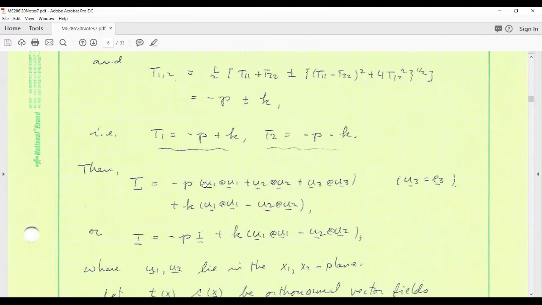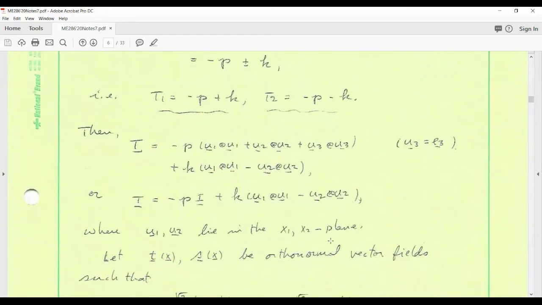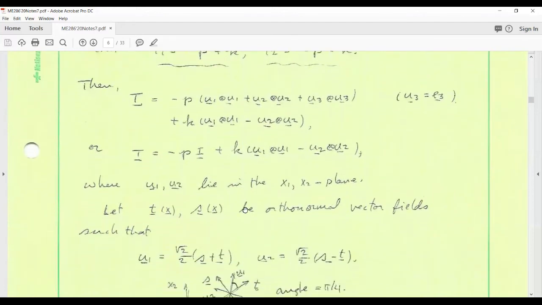And then you have a k U1 tensor product U1, and then a minus k U2 tensor product U2. So we get k (U1 U1 minus U2 U2). So we rewrite that this way. This second part is our deviatoric stress, because it's the part that's left over after you subtract P times the identity. Okay, that's interesting. It gives us a kind of structure of the stress field. Of course, P and U1 and U2 can vary with position in the x1, x2 plane. However, they're everywhere orthonormal vectors. They lie in the x1, x2 plane.